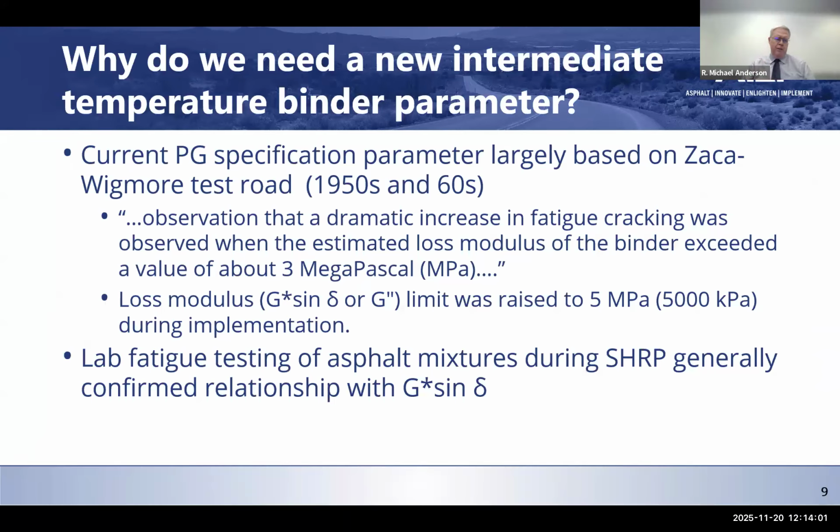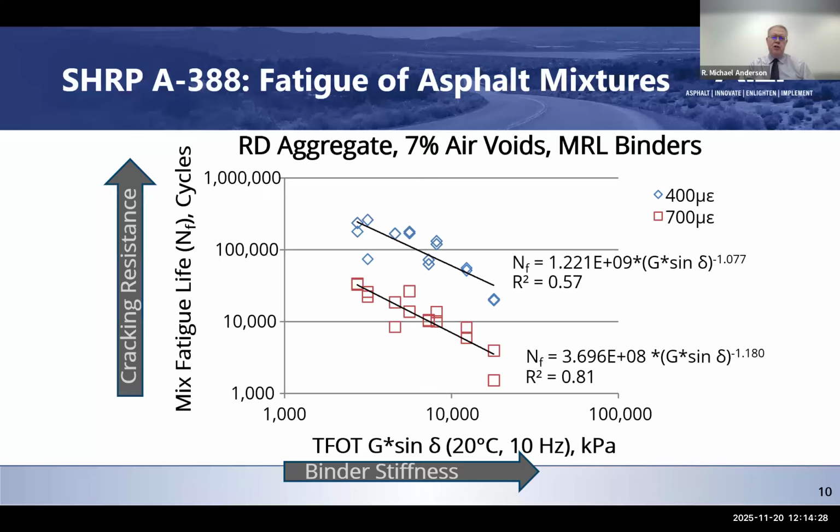And I just mentioned that in the second bullet point that you see there: the limit was raised from 3,000 to 5,000 just to reflect some of the variability they saw in the data, and also looking at current binders and how they graded within the current system. They did do lab fatigue testing of asphalt mixtures during SHARP that generally confirmed the relationship with G* sine delta.